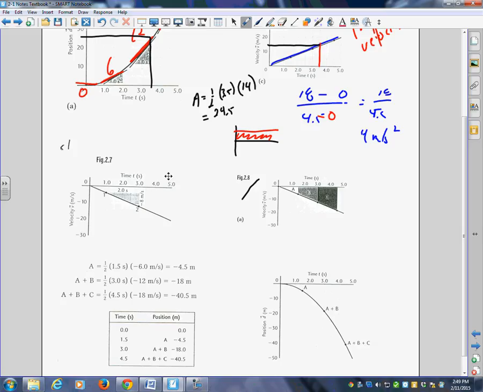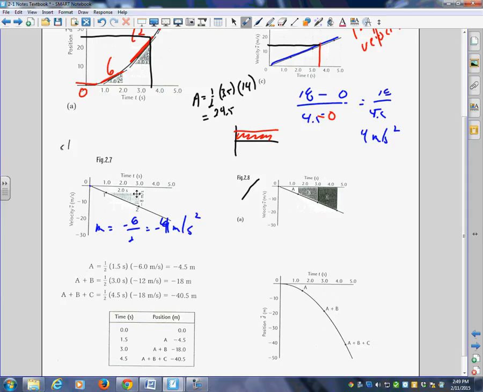So this one right here has a slope of, see how it's -8 and 2? Right? So the slope here is -8 over 2, or -4 meters per second squared. But because it's negative doesn't mean it's slowing down, because the velocity is also negative. And when they're the same, it's going to be speeding up.